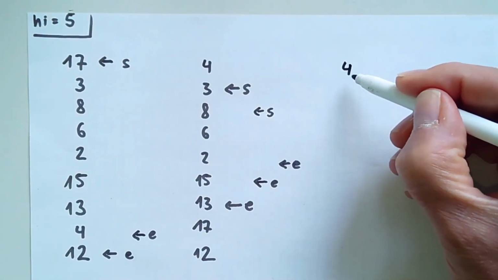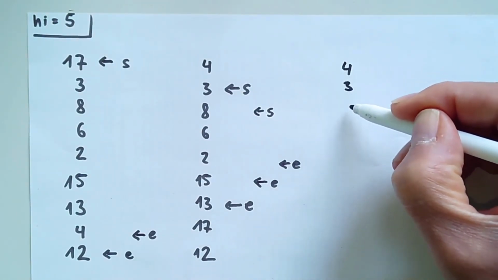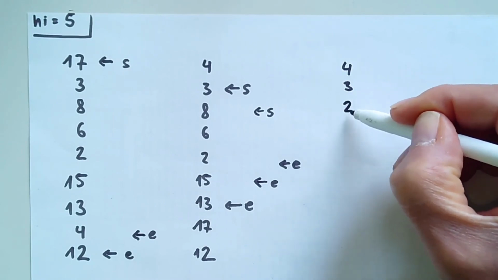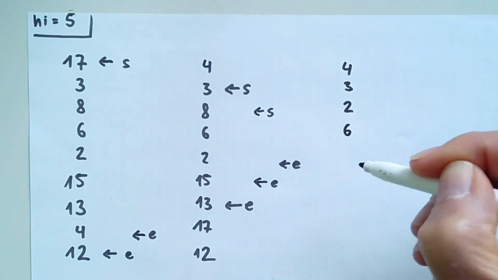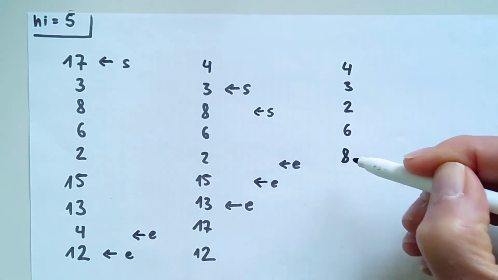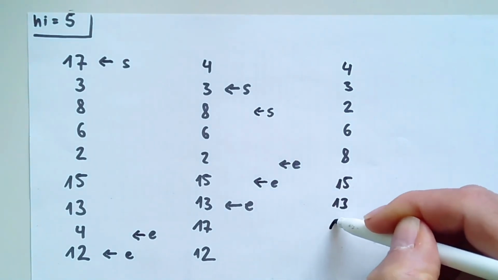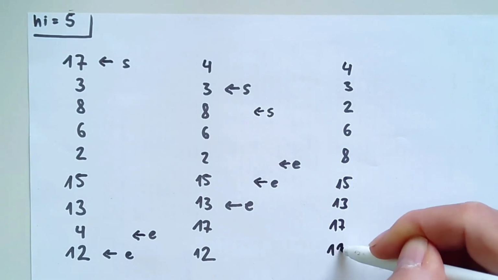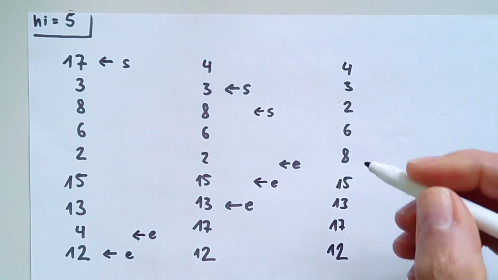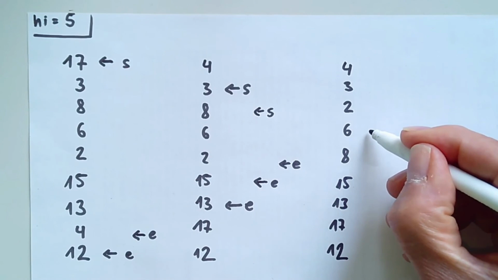Okay, so 4 and 3 remain. 8 is replaced by 2, and 2 is replaced by 8. That's the swap operation performed. Everything else remains the same. And we would then move the start and end pointers. They would actually meet here.